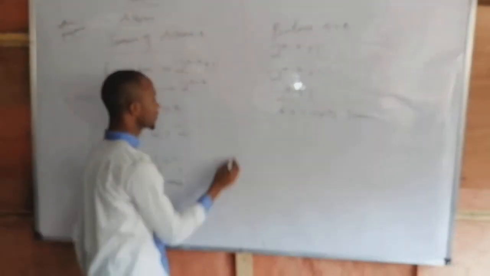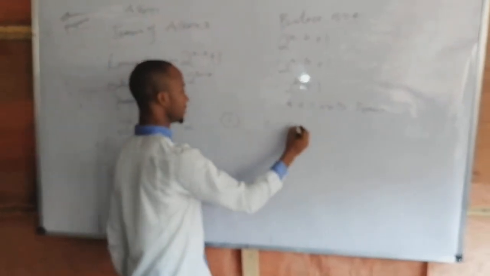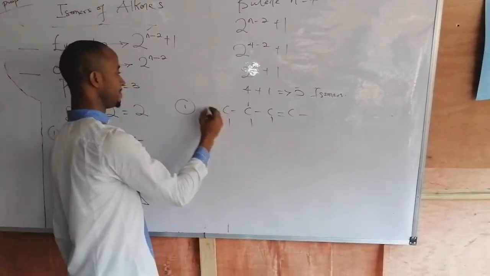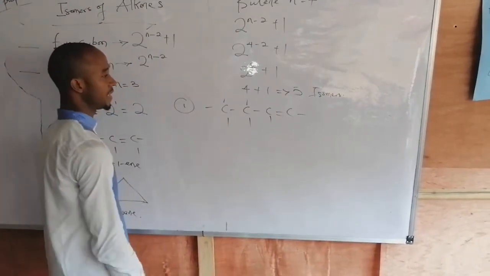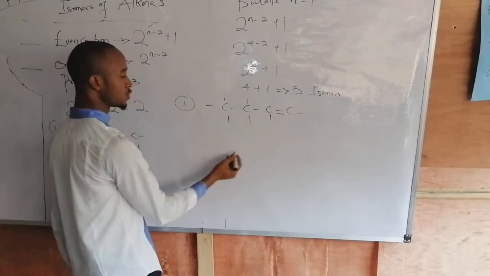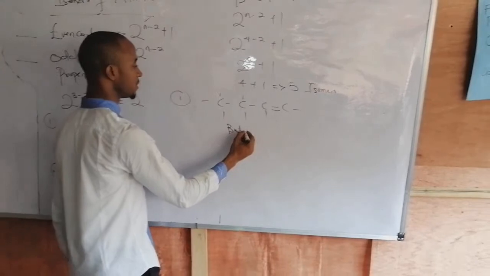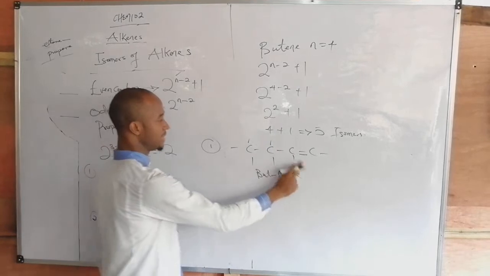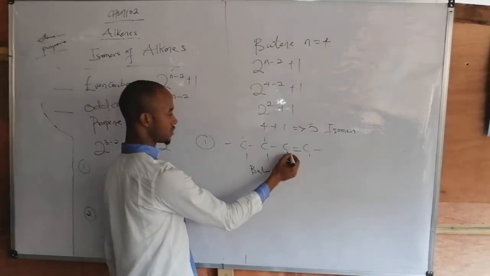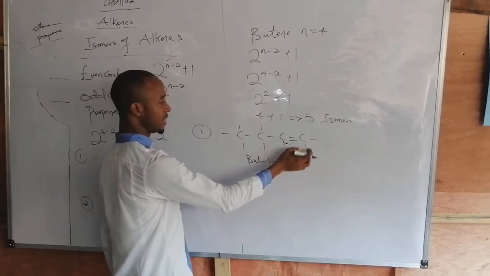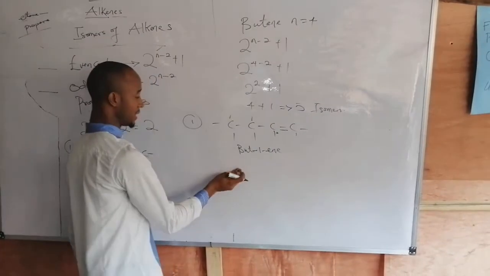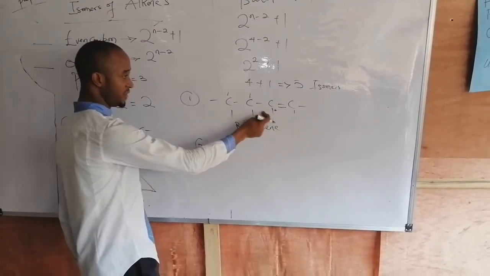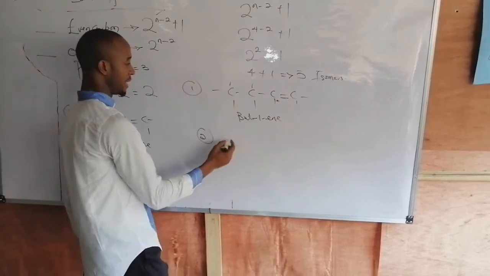Now, can we list out the isomers of butene? The first one is but-1-ene. Why is it but-1-ene? By the time we number this 1, 2, the double bond falls on carbon 1, so it's called but-1-ene. The second one will be but-2-ene, when there's a change of position of the double bond.